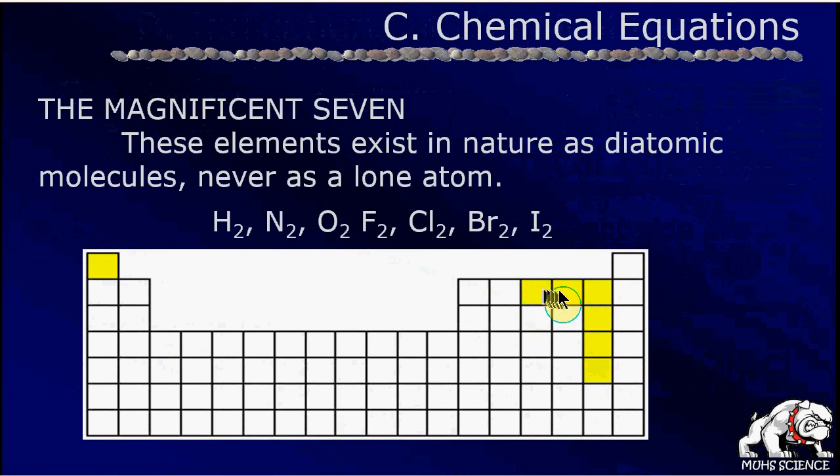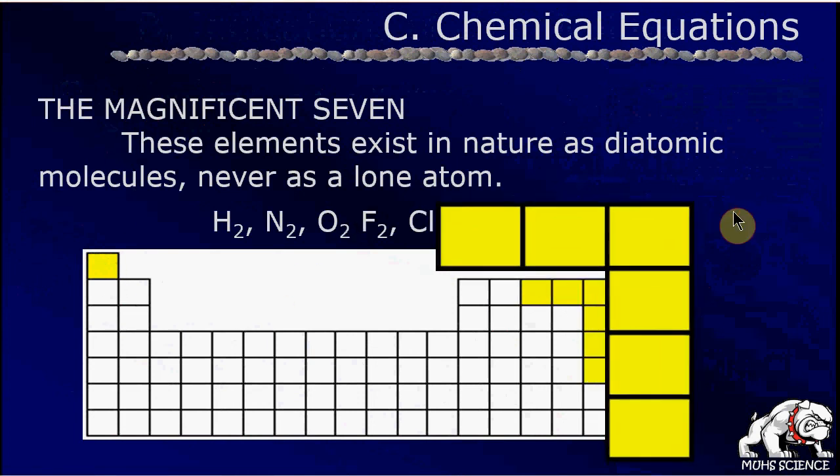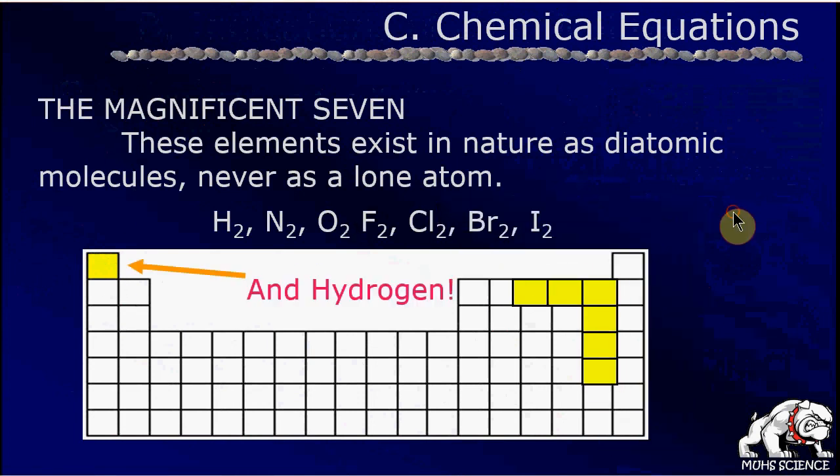So here you have nitrogen, oxygen, fluorine, chlorine, bromine, iodine, and then over here in the upper left, you've got to remember your hydrogen. So anytime you talk about chlorine gas being needed or chlorine gas being evolved, you don't just write Cl, you write Cl2, because they're diatomic. And there's that number 7 there if you missed it.